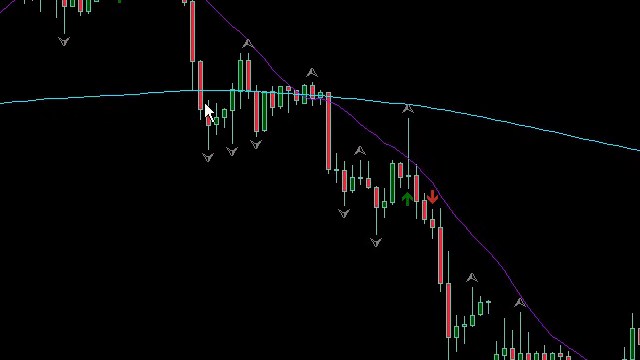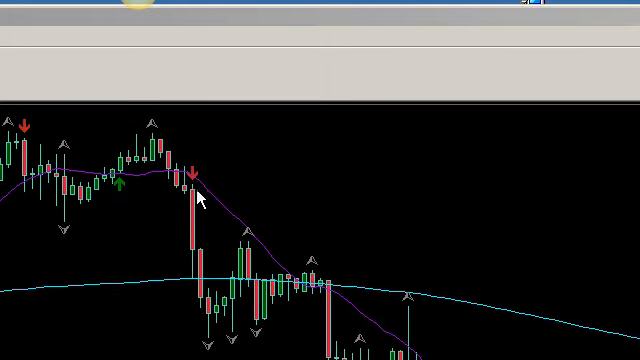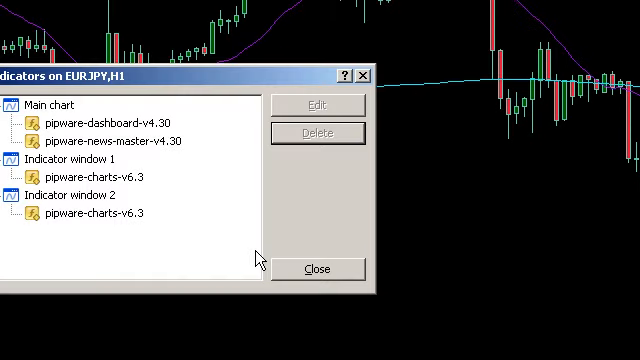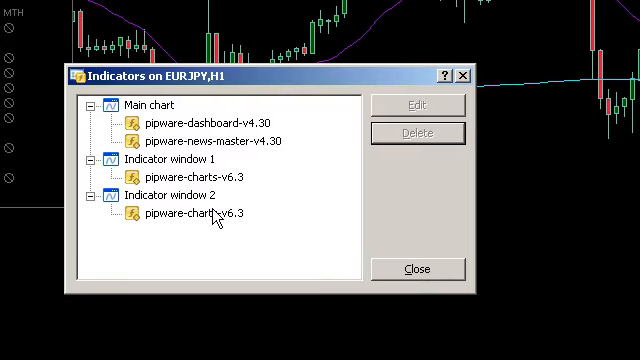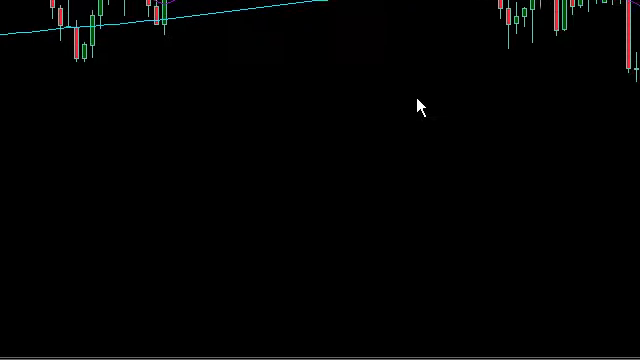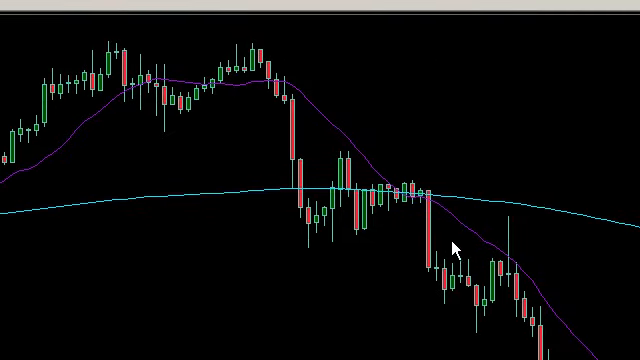For me personally, I don't show the fractals and the arrows on the chart. It clutters it up, so I'm just going to take those off. So all that we're going to be left with is the dashboard with a couple of charts here. I'm going to get into the charts shortly, the mini charts, because they're part of the strategy too. Okay, so we've got a much cleaner looking chart here.